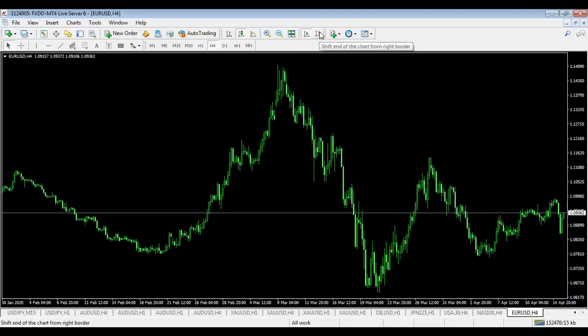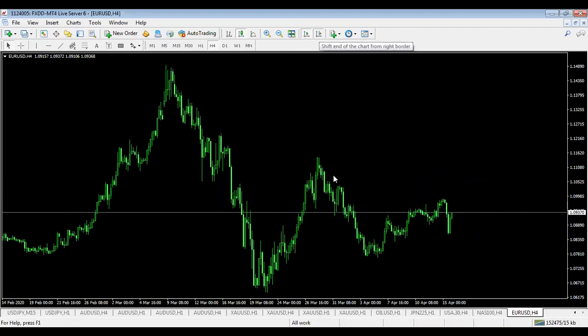The red arrow here brings me further than the price now. You see, it makes a space here, so I can show clearly the price now. I like this when I have some space after the price. Okay.